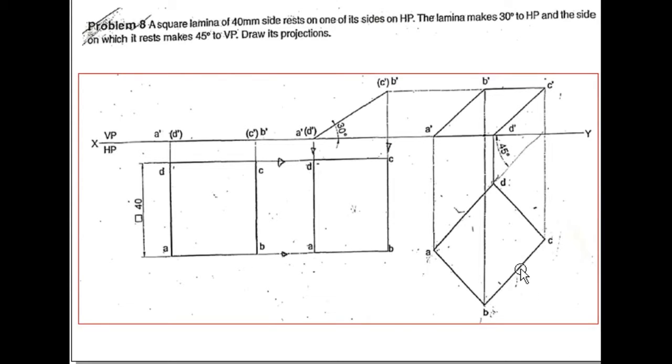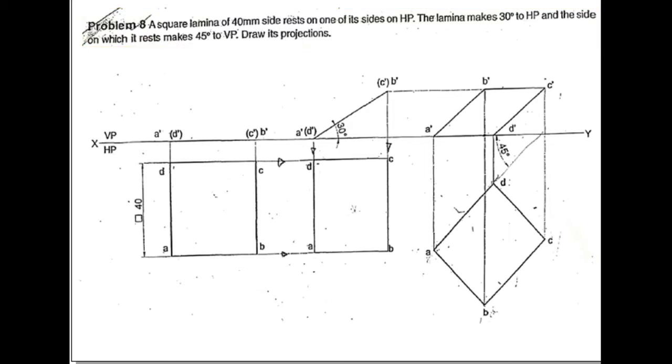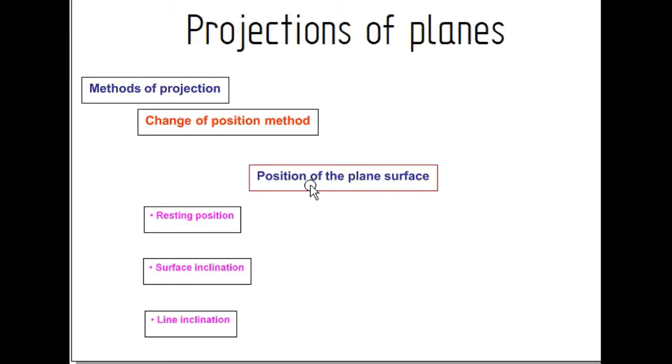I welcome you all for today's class on projection of planes, and I am taking a problem on square lamina. So the problem is like this. A square lamina of 40 side rests on one of its sides on HP. The lamina makes 30° to HP and the side on which it rests makes 45° to VP. Draw its projection. In the introduction class, I already explained the position of the plane surface and its conditions.